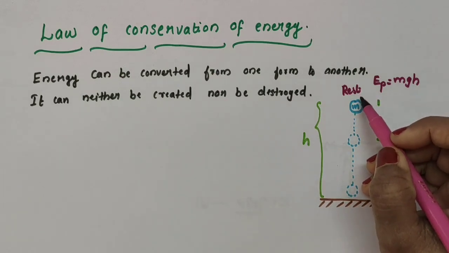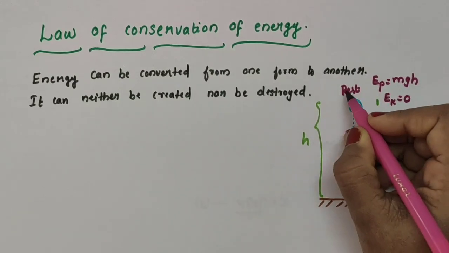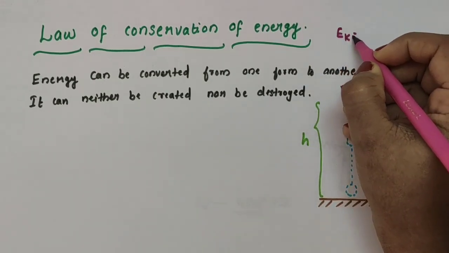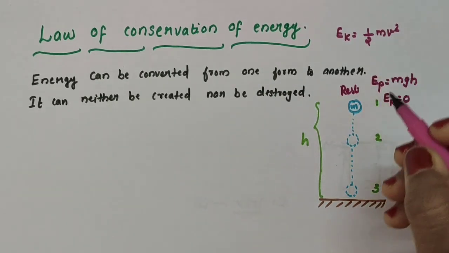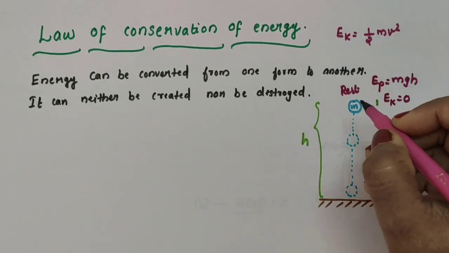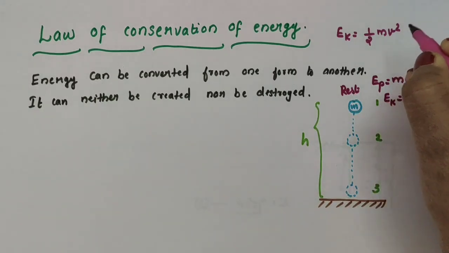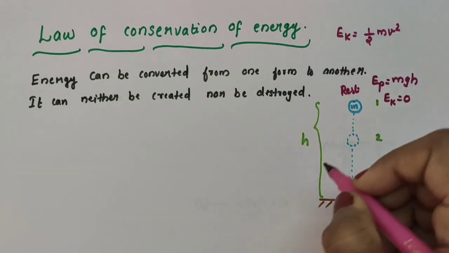What about its kinetic energy here? Kinetic energy Ek is equal to 0 now, because the object is at rest. Okay, we have the general expression for kinetic energy as half m v square, where v is the speed of that object. Alright, so here the object is at rest. In this position 1, the object is at rest, so its velocity is 0. 0 into any value will give you 0. So its kinetic energy is 0 here.